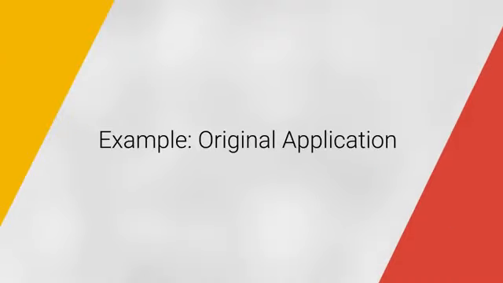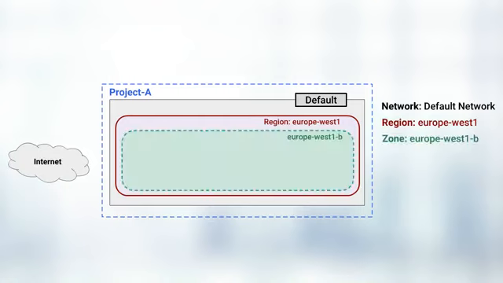Now let's consider an extended example that walks us through a set of business choices and deployment considerations. It starts with an initial deployment in a project and the default network. Our business is in Europe, so we begin deployment in a European region and zone.